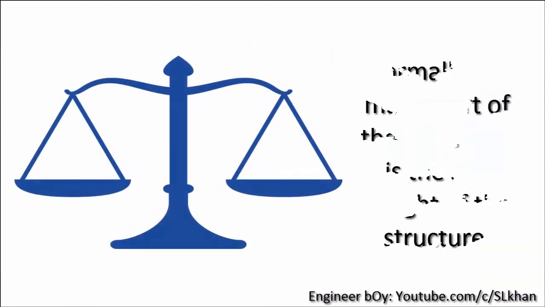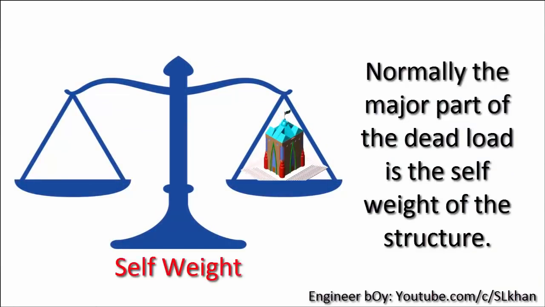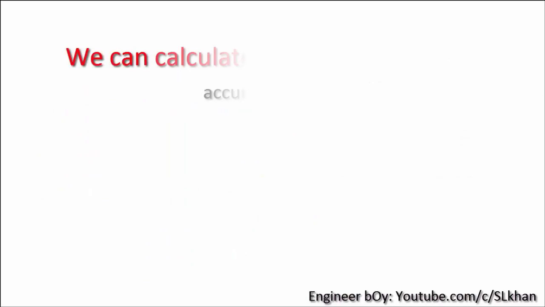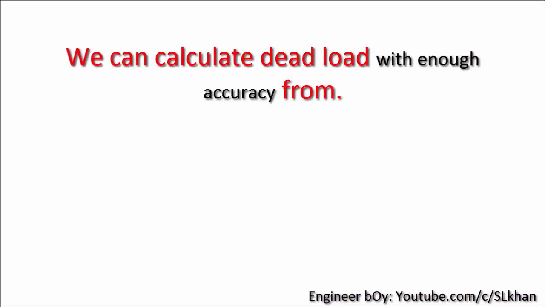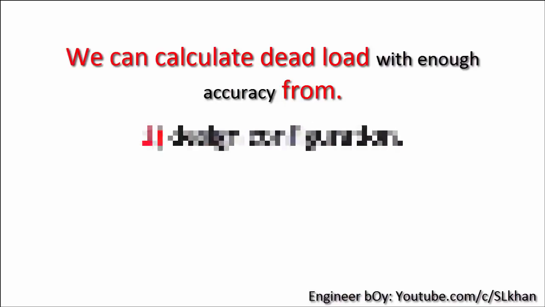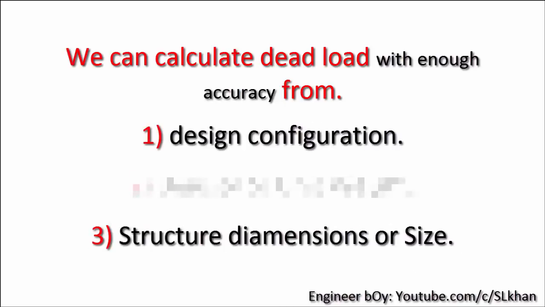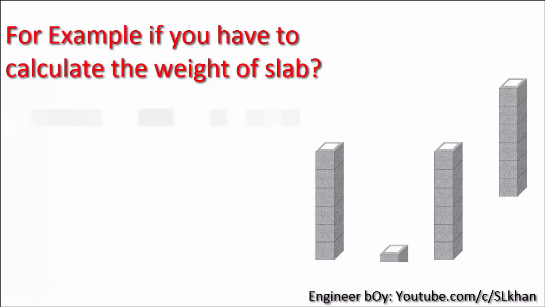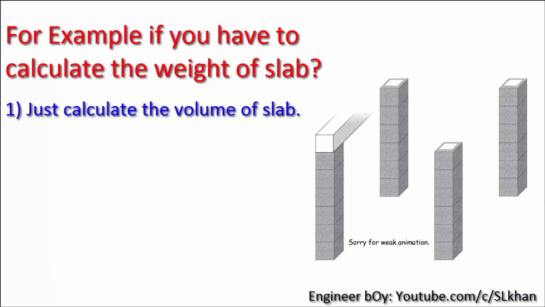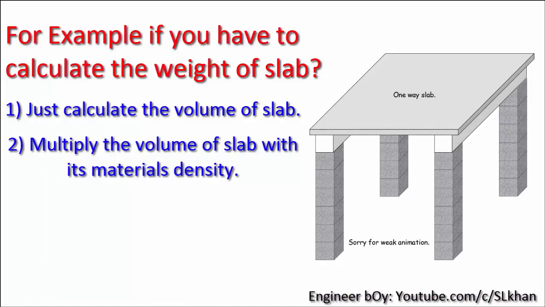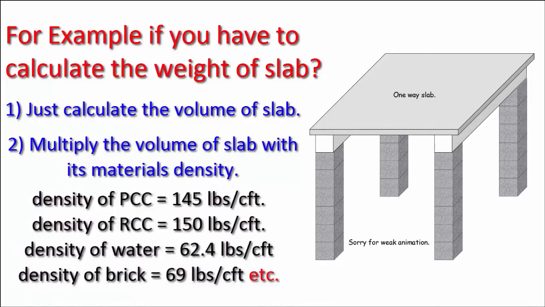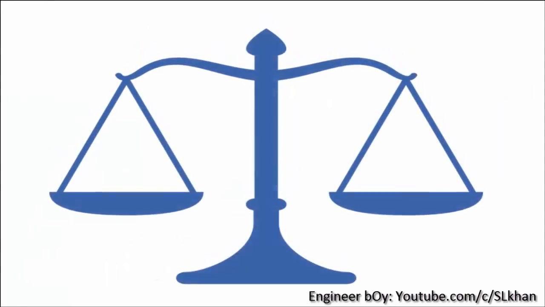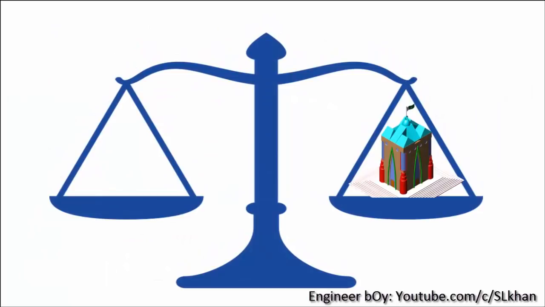Normally, the major part of the dead load is the self-weight of the structure, which can be determined with enough accuracy from the design configuration, structure dimensions, and density of materials. For example, in case you need to calculate the weight of a slab, you only have to calculate the volume of the slab and then multiply it by the material density. The material I mean is what the slab is made of, right? So this is how we determine the dead load of members of structures.